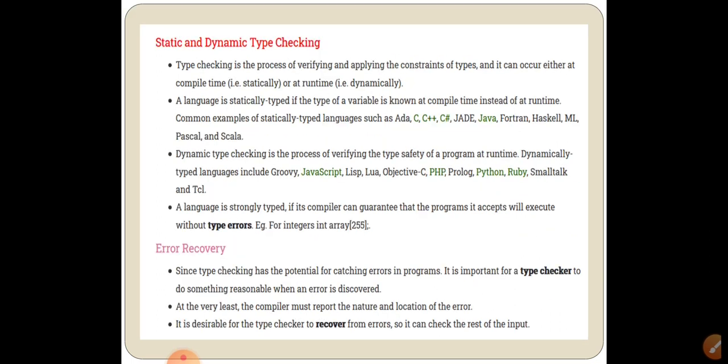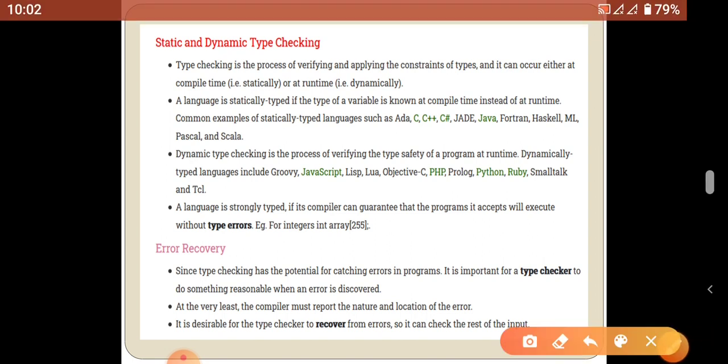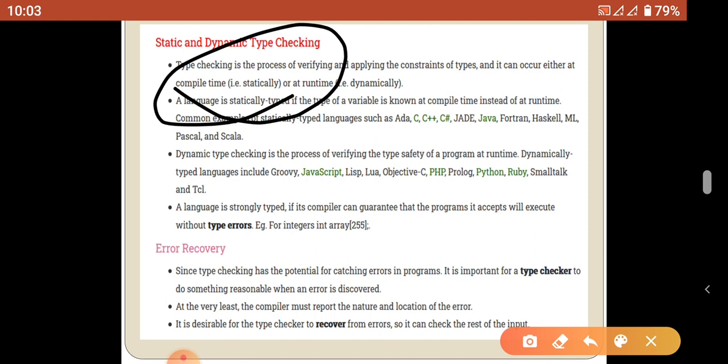Next, we already discussed earlier what is static type checking and what is dynamic type checking. Static type checking means the type checking verification is done at compile time, but in dynamic type checking the type verification is handled during runtime. So there are two types of type checking methods. One is static, another one is dynamic type checkers.